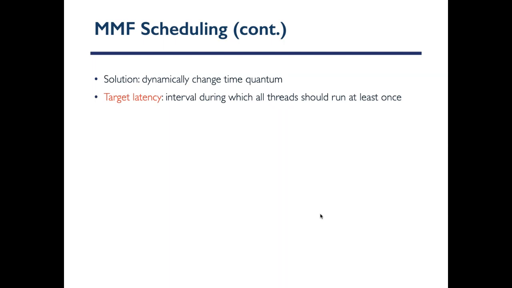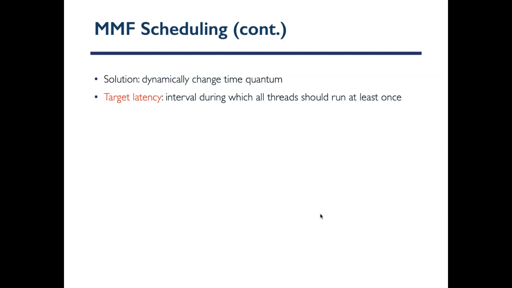How? So you could define a target latency. You could say, I want every task to run every, let's say, 1 millisecond or 10 milliseconds. So basically, I want everyone to have at least one time quantum on the CPU every 10 milliseconds, let's say. So that's your goal, that's the target.